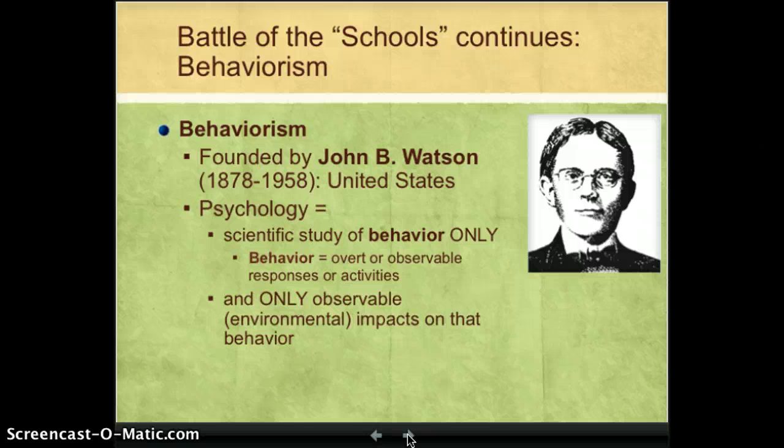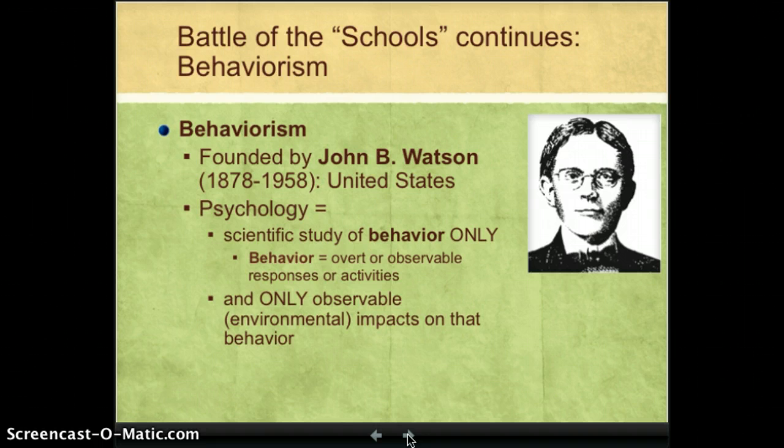The unconscious has no place in the study of behavior. In fact, consciousness has no place in the study of behavior. He defined behavior as only those things that you can see. So while you're taking notes, I can see your pencil wiggling. I can see you writing down certain things. I can observe that behavior. What I can't see are your thoughts about writing your notes down. So behaviorism doesn't care what you think.